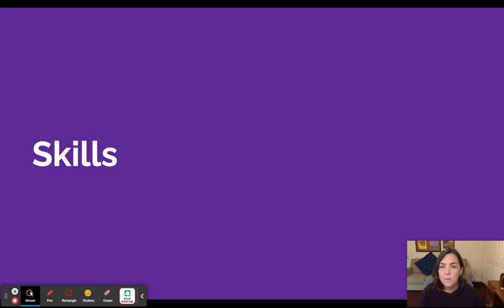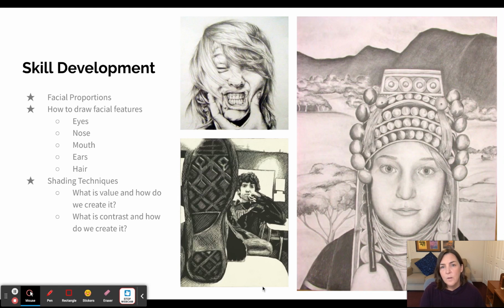Now let's go over the skills that you'll need to know for this unit. In order for you to achieve the goal of creating an expressive portrait, you must first practice a few key skills. In this unit, you will learn how to draw a realistic portrait. By the end of the unit, you will know how to draw accurate facial proportions, and you will know how to draw facial features, and you will learn shading techniques to create different values and create contrast in your drawings.